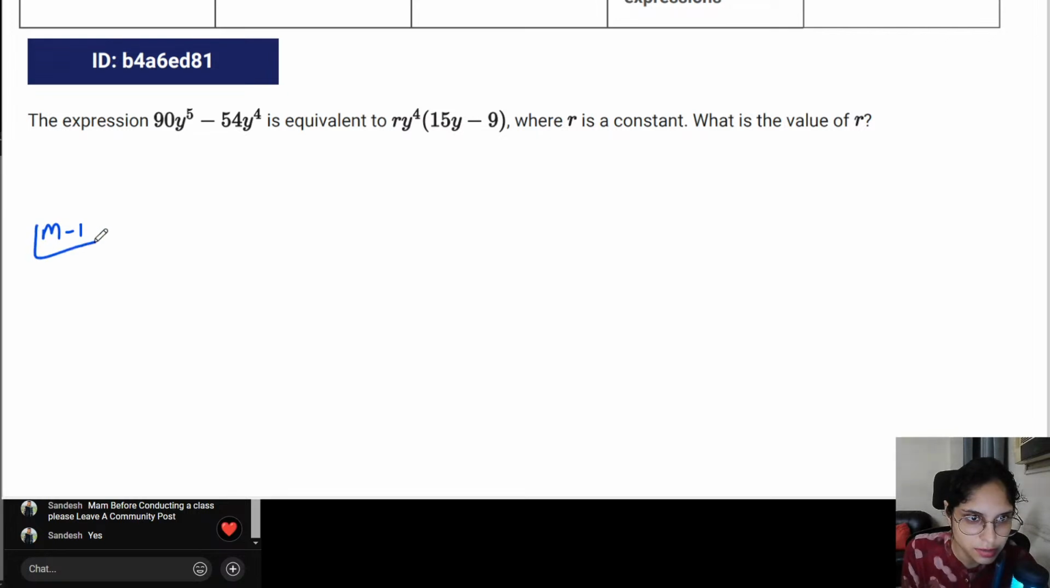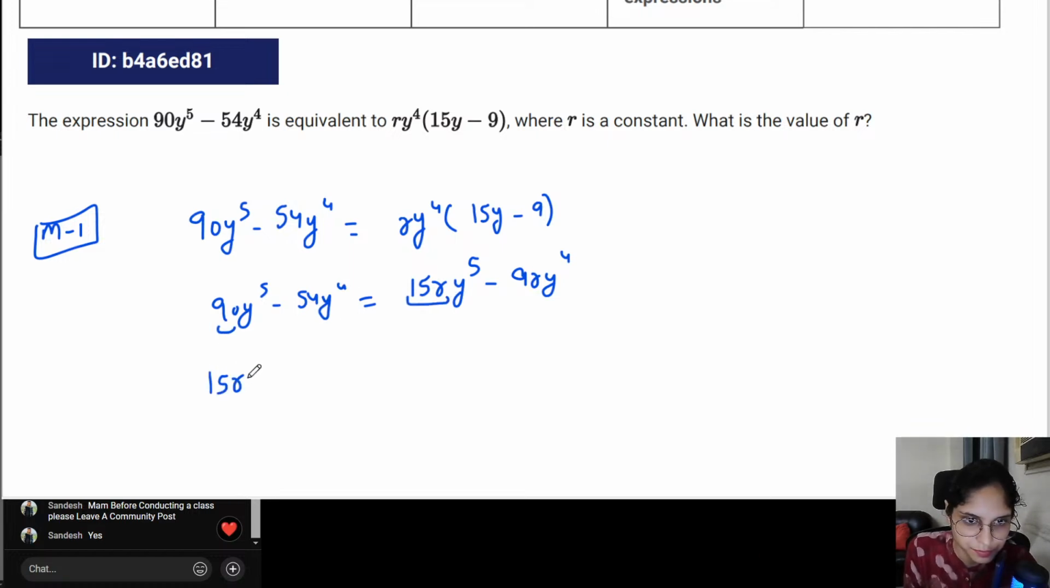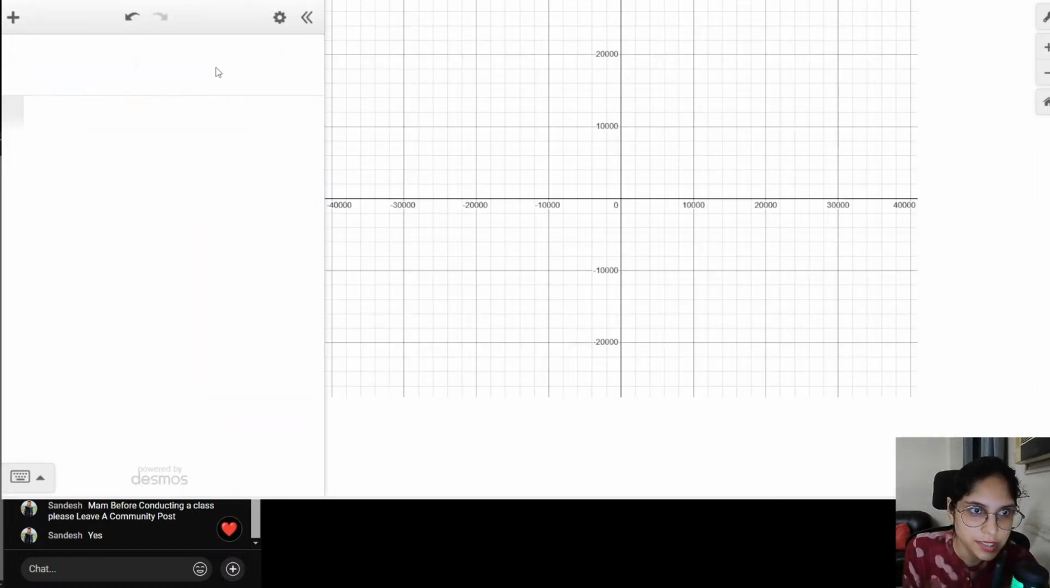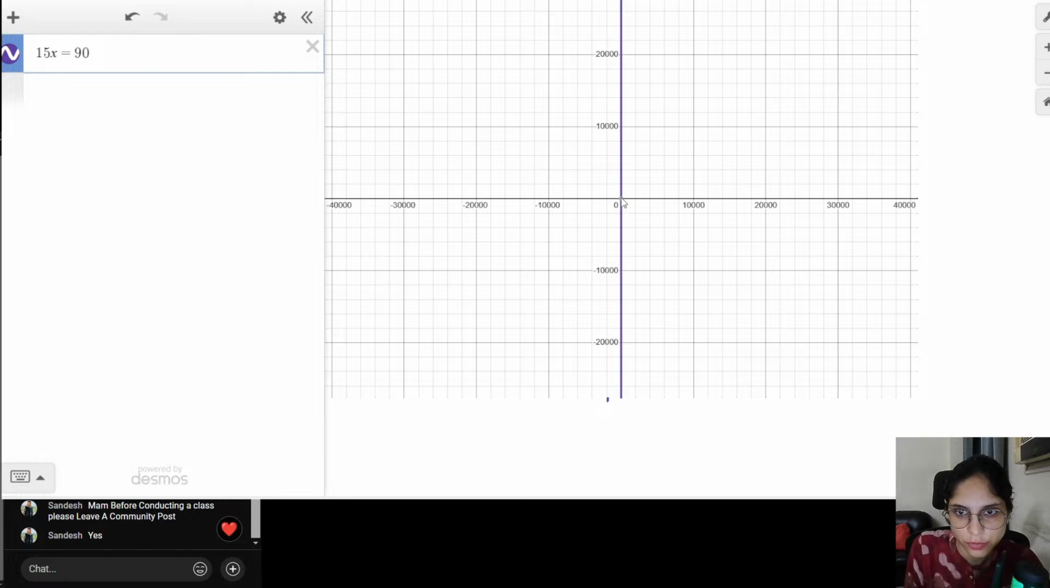The first method is you simplify this one. You multiply them together, you will get 15r y to the fifth minus 9r y to the fourth. So now 15r is equal to 90. If you know, r is going to be 6. If you do not know, just go to Desmos. Instead of r, write x. You will get your answer.